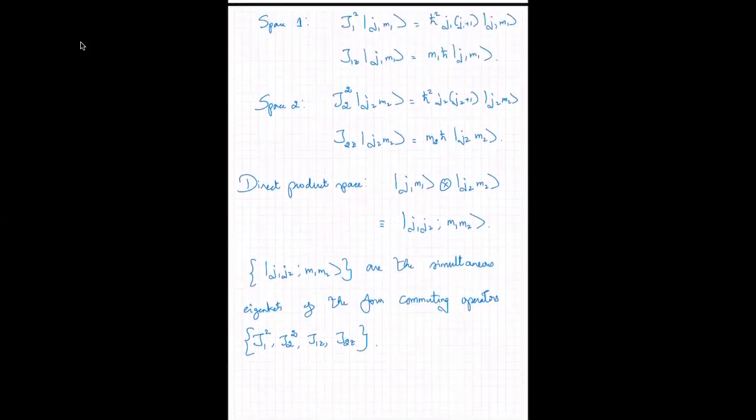Sir, these direct products are defined for these operators, or more specifically for matrices. So how are we calculating the direct product for these states, like J1, M1 direct product with J2, M2?